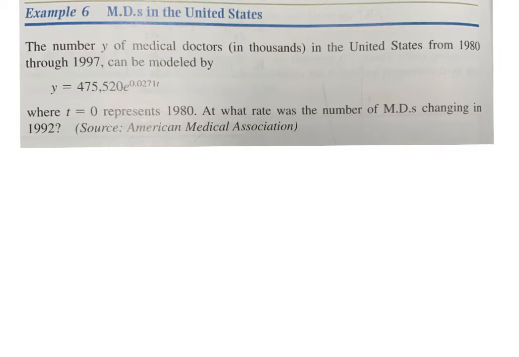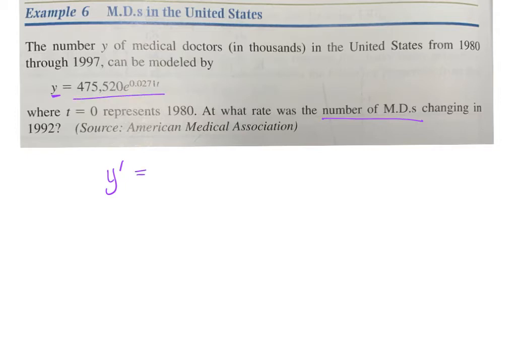All right, at what rate something is changing, that is always the derivative. If y is the number of doctors and they want to know how the number of doctors is changing, we need to find y prime. To find y prime, we are going to take the derivative of this.